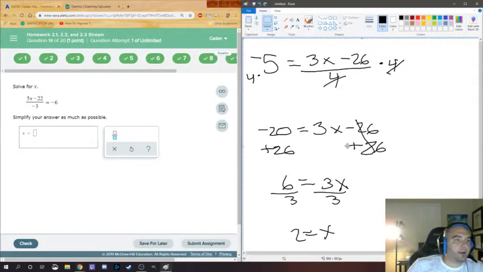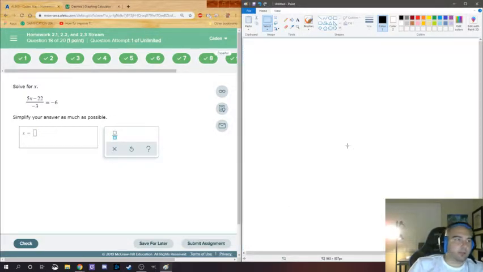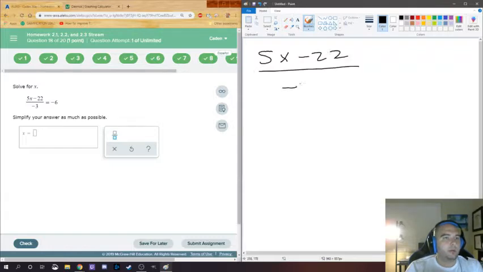What do we got here? Oh, more of the same. Although it looks like on this one we got all kinds of negatives all over the place. That's cool, I guess. You never know, we might get some negatives. Alright, we got 5x minus 22 over negative 3. So same situation, different numbers. We got negative 3 on the bottom. Now you do need to multiply both sides by negative 3.